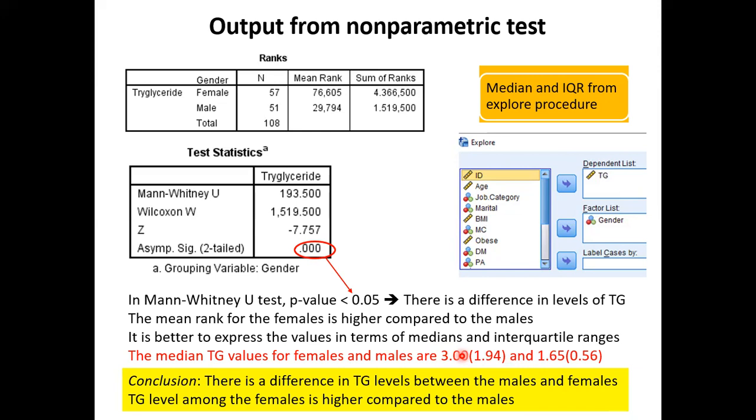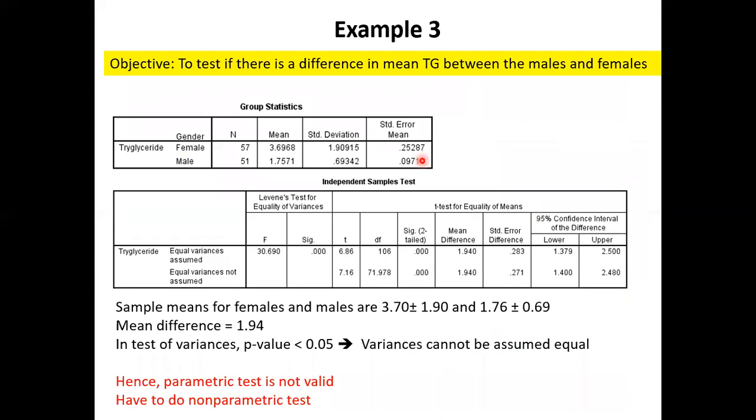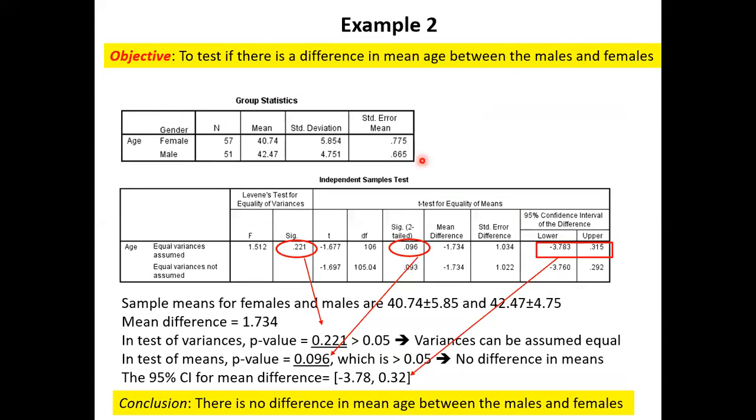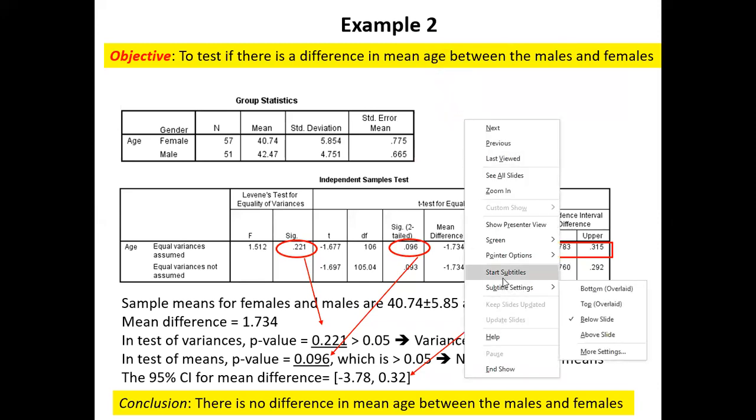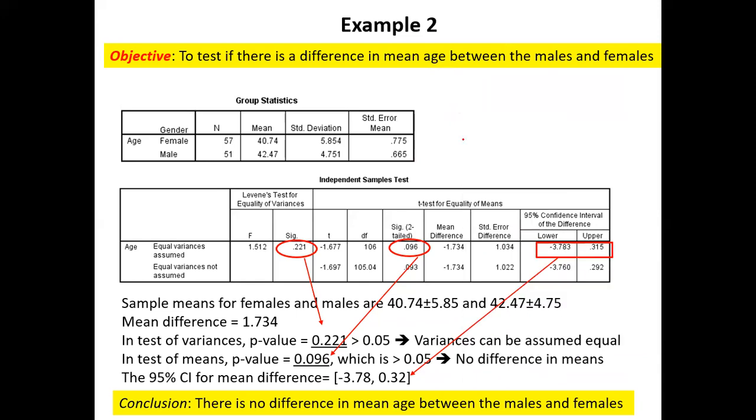Okay. Now you do one more. Test whether the mean SBP does not differ by BMI, right? All right. Test whether mean SBP, change the age to SBP. Okay. Now it's SBP.